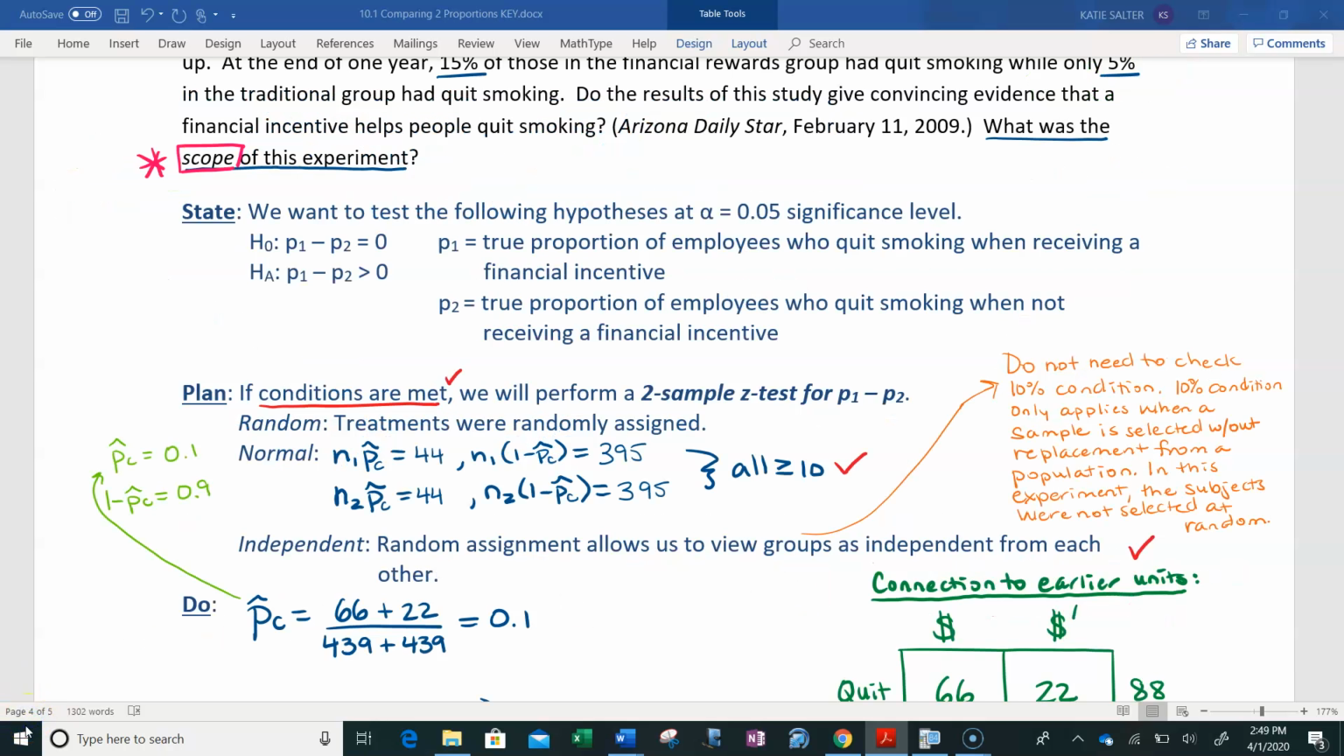Okay, this last example is an actual experiment, and it's about smoking and the employees that quit smoking when they received a financial incentive versus when they did not. So when we do our conditions here, again, you're going to use that pooled or combined sample proportion. In this case, we did not need to check for the 10% condition because we are not sampling from the population. So for the independent part, just the random assignment allows us to view groups as independent from each other because they were either assigned to one group or the other.